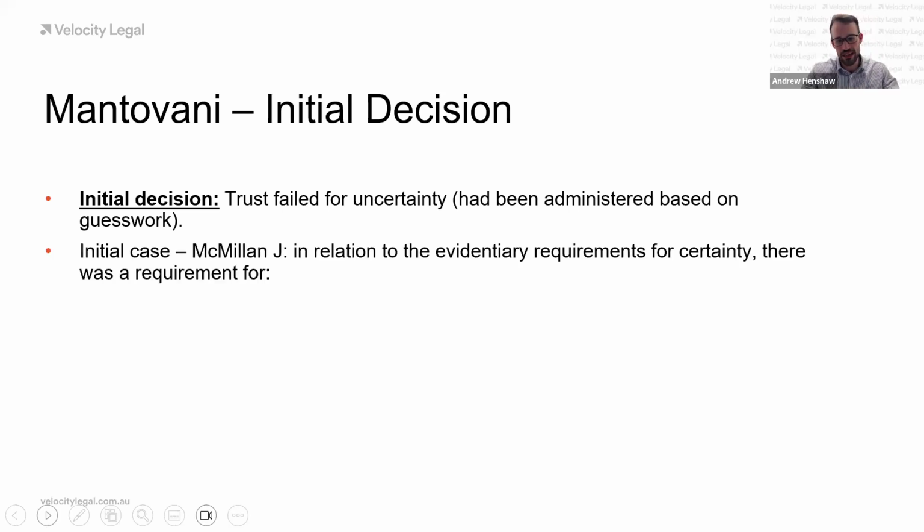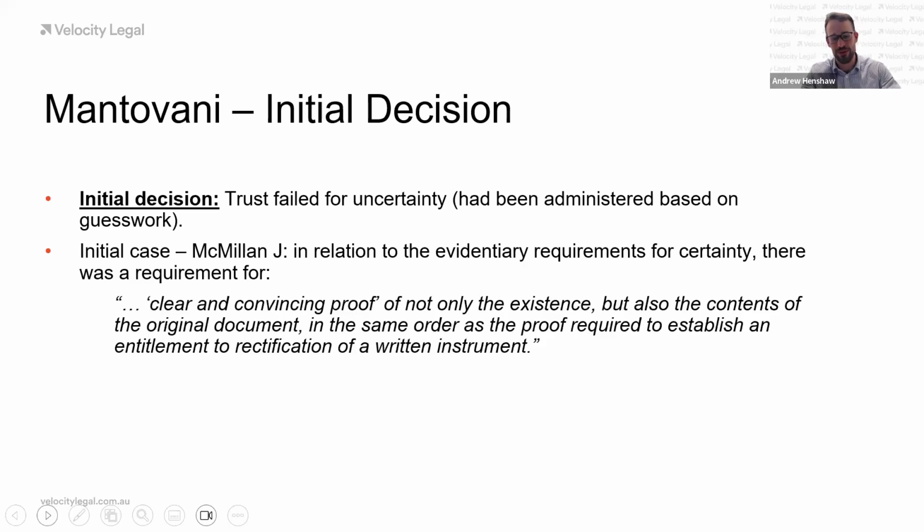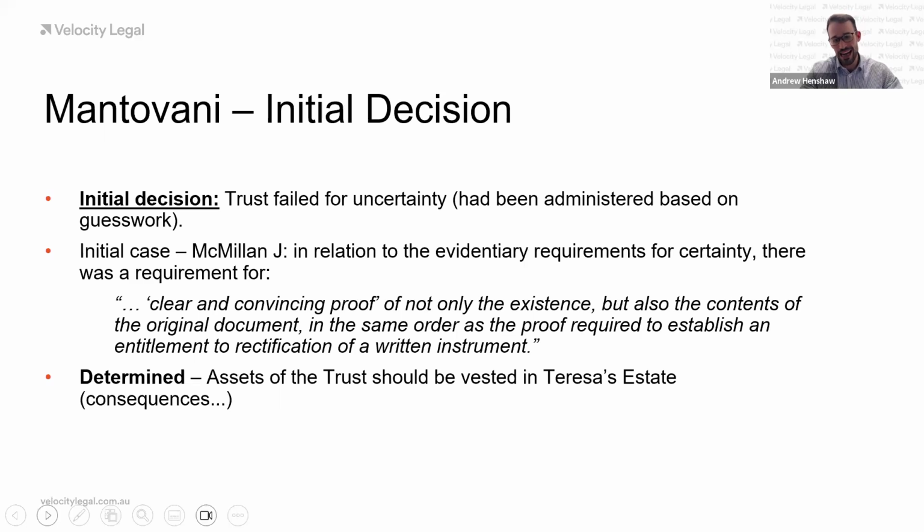What the initial judge said was, well, the evidentiary requirements for certainty, we need certainty. And these words will jog us back to very early on in this presentation: clear and convincing proof, not only of the existence, but all the contents. The same proof required to establish rectification. So he said, well, we don't know the contents. All we've got is a schedule. So that's not clear and convincing proof. In other words, the trust fails. The assets should be vested in Teresa because she's the one who contributed. She's passed away. The assets go to her estate.